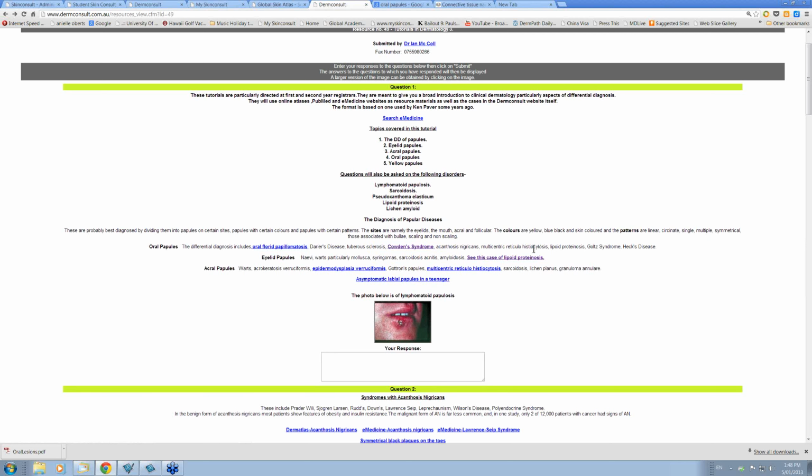Multicentric reticulohistiocytosis, again, I tend to think of that mainly as acral papules rather than oral papules. Lipoid proteinosis does give oral papules, but if you're going to think about lipoid proteinosis, the papules that you're really going to be looking for are along the eyelid margins. And of course, it's usually in a young child that's got hoarseness and atrophic scars as well. Gorlin syndrome.